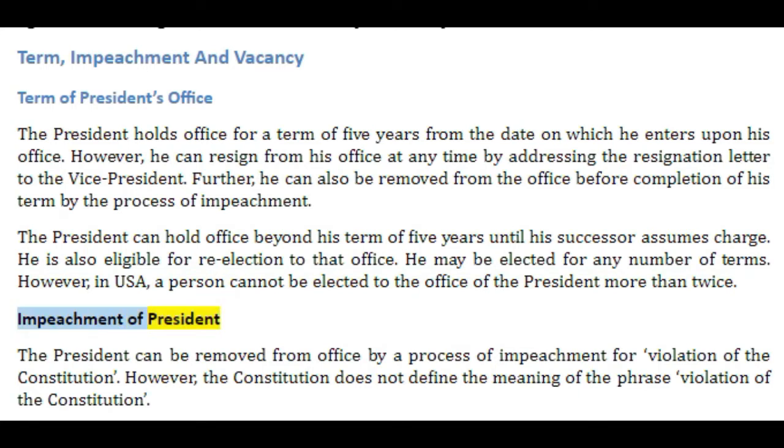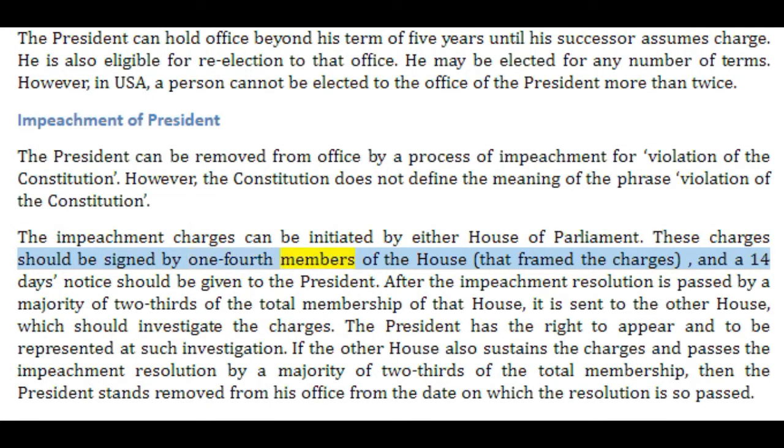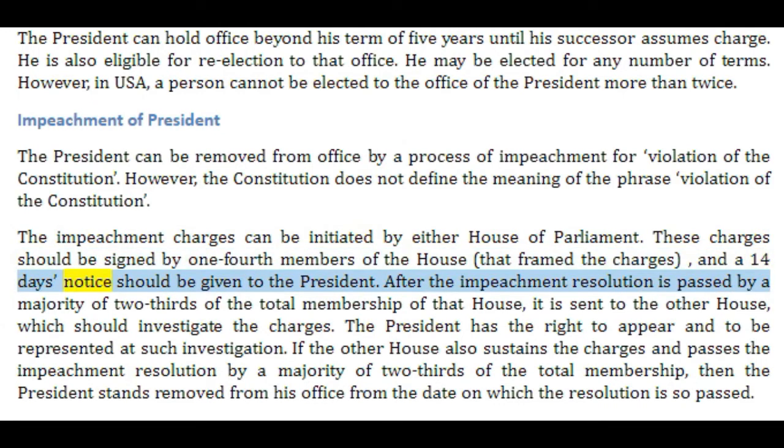Impeachment of President. The President can be removed from office by a process of impeachment for violation of the Constitution. However, the Constitution does not define the meaning of the phrase violation of the Constitution. The impeachment charges can be initiated by either House of Parliament. These charges should be signed by 1/4 members of the House that framed the charges, and a 14 days notice should be given to the President.